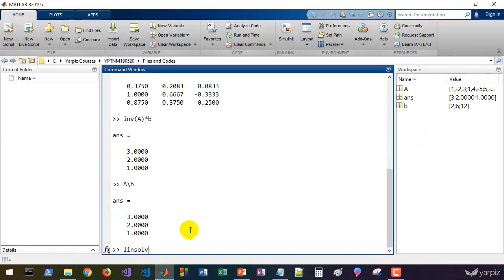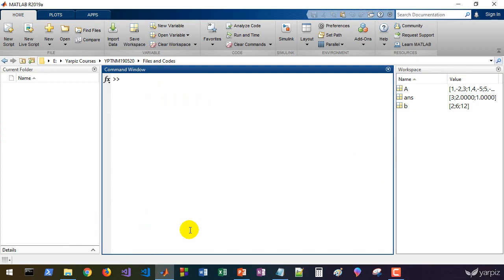So linsolve, let's clear the screen, let's call linsolve on this. We provide A and b, and that's it. We get the solution of our system of linear equations, and they are equivalent, and we can use all of them interchangeably.